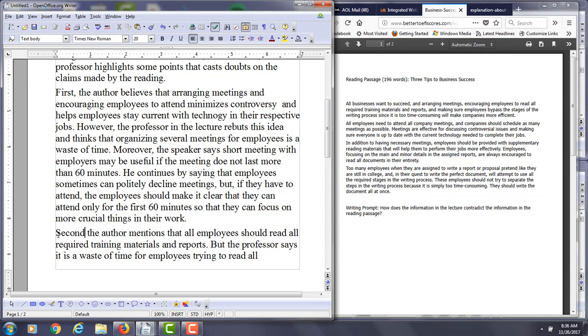Okay, in your second body paragraph, let's see what you have. So second, the author mentions that all employees should read all required training materials and reports. But I would support this. Why are they being told to do that, right? It says it will help them perform their jobs more effectively. That's what it says in the reading passage, right? And then employees focusing on main and minor details are encouraged to read all documents in their entirety. Should read all required training materials and reports in their entirety.